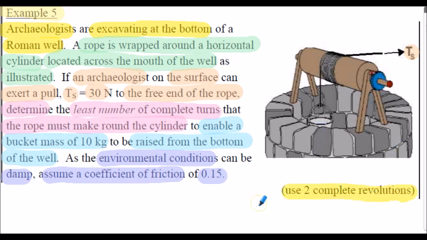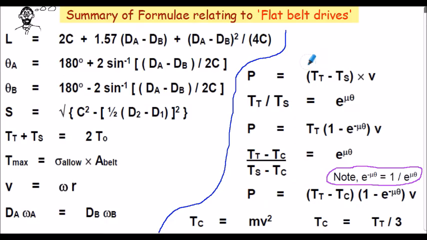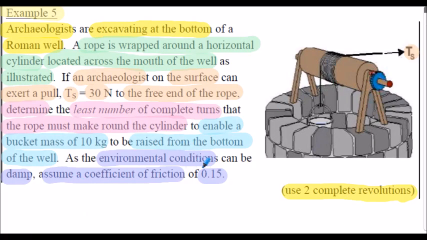So to solve this problem, we're going to apply belt drive theory. So we refer to our summary of formulae from our previous presentations. This relates to flat belt drives. So what we're trying to find in the question is the number of complete revolutions or turns that the rope has to make around the cylinder here to allow us to raise a 10 kilogram mass if we apply a 30 Newton force.